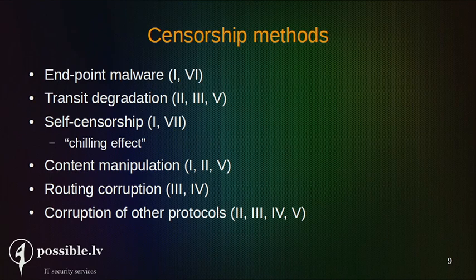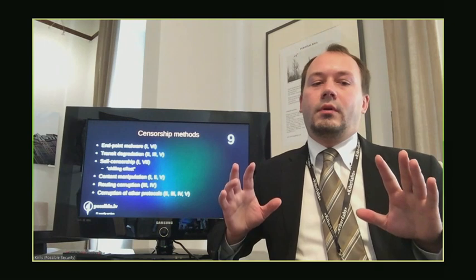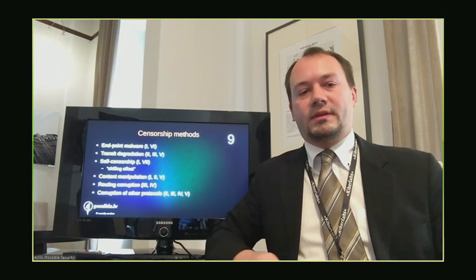Content manipulation means replacing some or all of the content with different content that the censor approves. It of course happens at the content side. It can also happen on the server where the content is stored. And some countries also use internet service providers of the user to manipulate the traffic and change the content this way. Then there is routing corruption and corruption of other protocols. And this basically applies to the network part of the scheme.